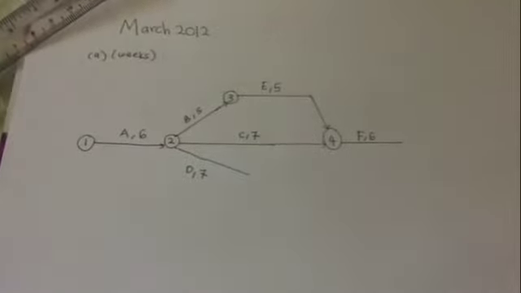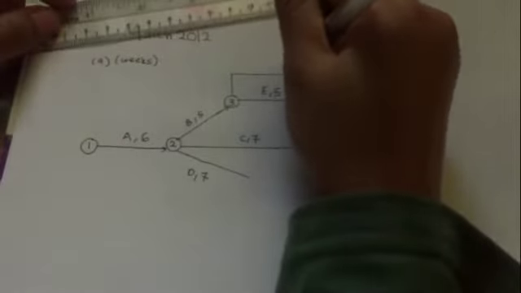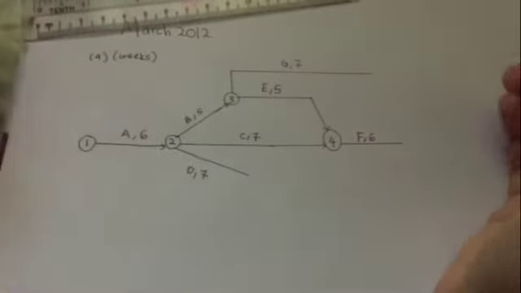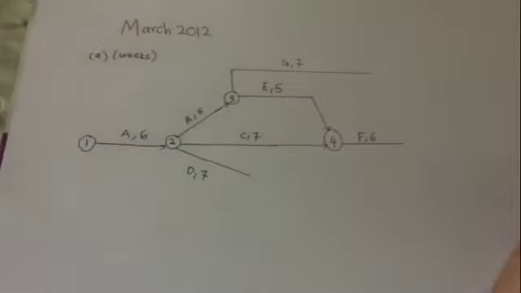Okay, so next, for activity G, the preceding activity is B. So G comes out from B. So you just have to bring out G. I suggest you draw using a ruler. If not, your network will look messy.